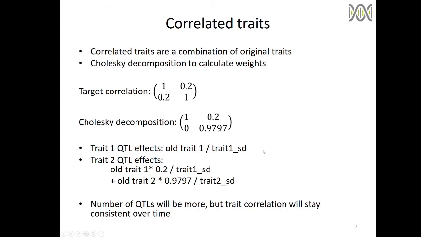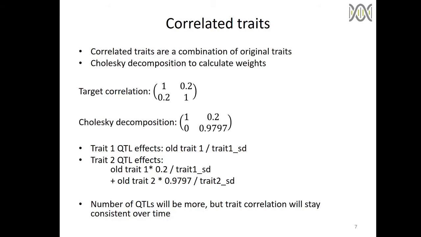What's to note here is that the number of QTLs thereby will change for each trait, but as you can already see here, most weight will still be put on the old traits of that QTL. The main advantage of why we decided to do that is that for quantitative traits, usually the exact number of QTLs is not as important, but via doing this, we are ensuring that we have correlations that are consistent over time, so independent of LD structure and those kind of things.